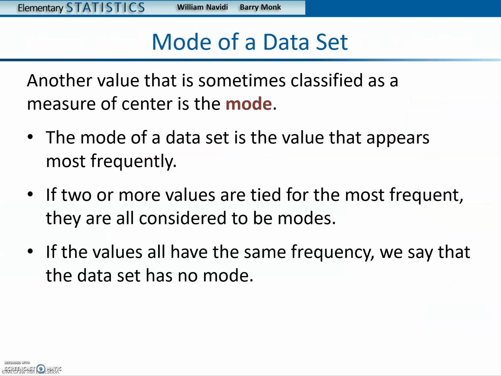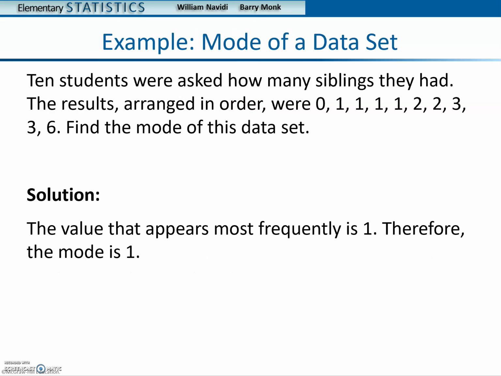Another value that is sometimes classified as a measure of center is the mode. The mode of a data set is the value that appears most frequently. If two or more values are tied for the most frequent, they are all considered to be modes. If the values all have the same frequency, we say that the data set has no mode.